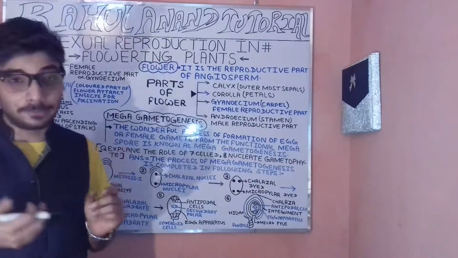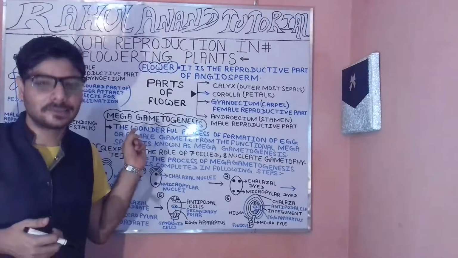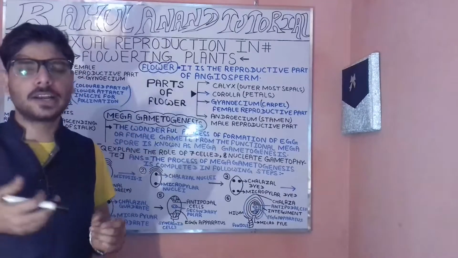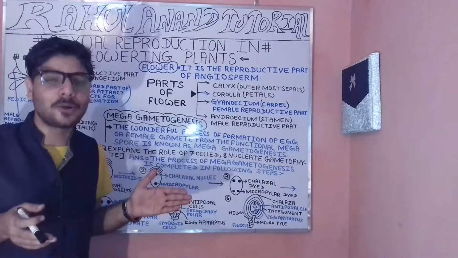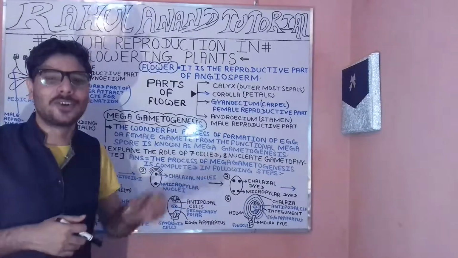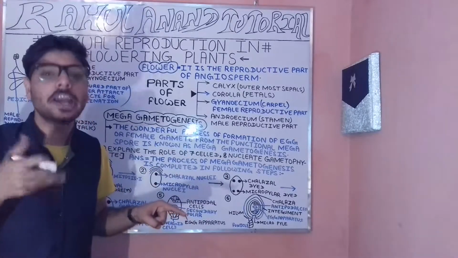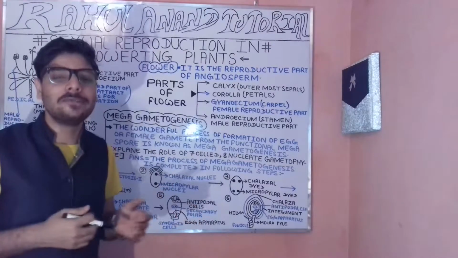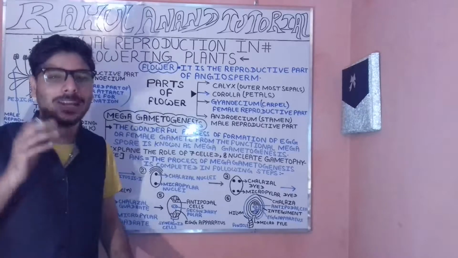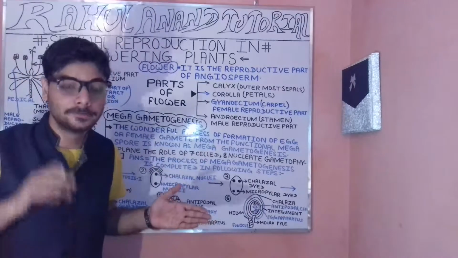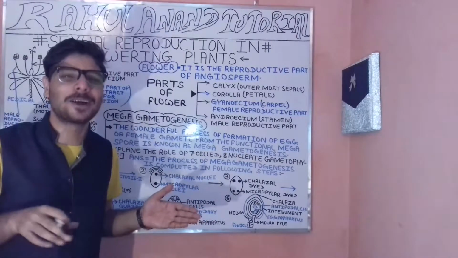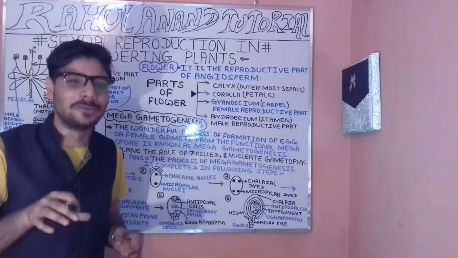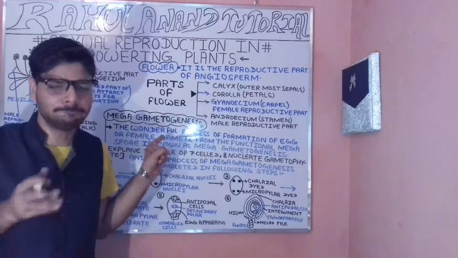What is the role of the petals? Very clearly, they are attractive parts playing an important role in attracting insects for carrying out the process of pollination. Now, what is pollination? Pollination is the wonderful process of the transfer of pollen grains from the anther to the stigma.